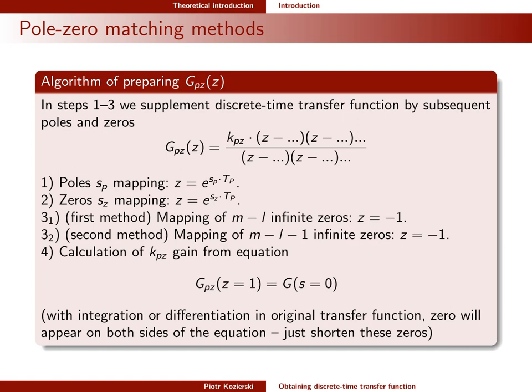In the third step, something like infinite zero appears. In practice, you should put the expression z plus 1 in the numerator, and it should be raised to the appropriate power, which depends on the method. In the first method, m minus l, and in the second method, it is one less. I assume that m is the denominator order and l is the numerator order. The last step is the gain calculation.